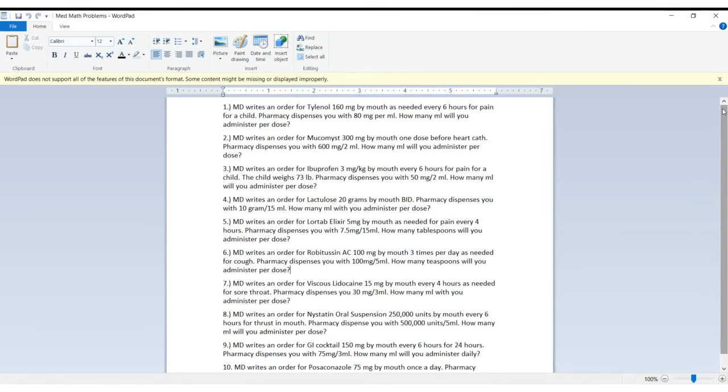So number 1, I need to make sure that this is a safe dosage for a child. 2, I need to compare what I have versus what I want. And what does that mean, what I have versus what I want? It means when I open up my charting, it says that my child, my patient, needs to get 160 milligrams. That is the concentration, milligrams by mouth.